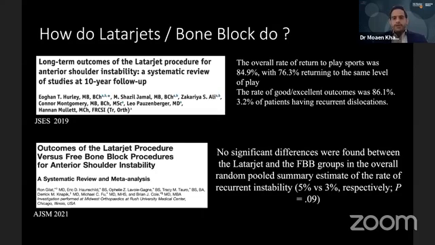They found that overall return to play was about 85%, and actually 76% of patients returned to the same level of play with good to excellent outcomes in 86% of patients. And really the rate of failure after a lateral J procedure or recurrent instability is very low, around 3%. How does this compare to free bone block procedures? This was a systematic review that was performed out of Rush in Chicago, just published this year, and they found really there's no significant difference between the lateral J procedure and the free bone block in overall success with recurrent instability. So 5% versus 3% in terms of recurrent instability.